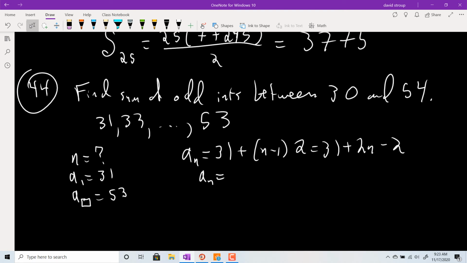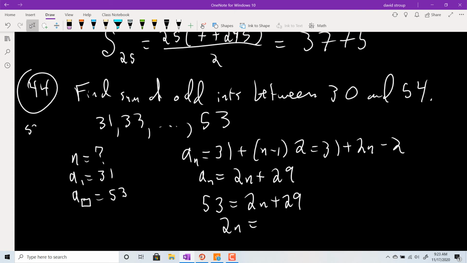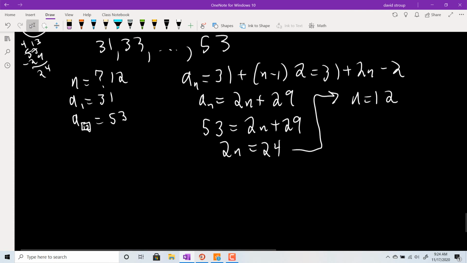So a sub n will be 2n plus 29. And then to figure out the n value of this last term, you just plug it in for a sub n. So 53 equals 2n plus 29. 2n equals 53 minus 29, which is 24. And then divided by 2, you get n is 12. Okay, so our n value is 12, and a sub 12 is 53.